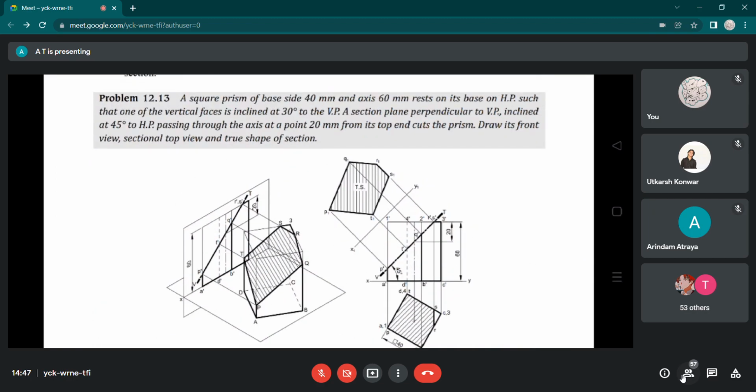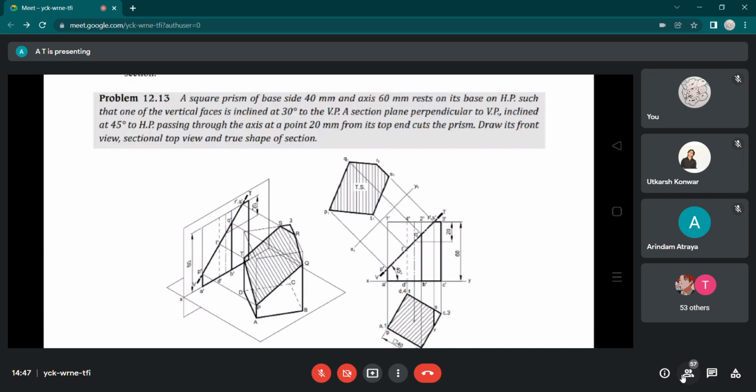Now, a section plane perpendicular to the VP, inclined at 45 degrees to the HP, passing through a point 20 mm from the top end, cuts the prism.